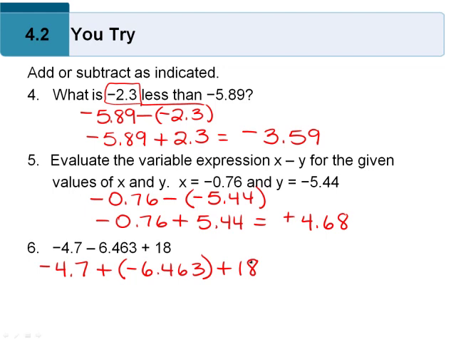Okay? Now look at the first two numbers. They're both negatives. So I'm going to add those and keep the sign. Okay? So I'm going to add 4.7 and 6.463, and I get negative 11.163 plus 18. That comes down. So now you have a negative and a positive, and you have to subtract and keep the sign of the larger number. All right? So the 18 is bigger, so I know it's going to be a positive. So start with the 18 and subtract the 11.163, and that gives you a positive 6.837.